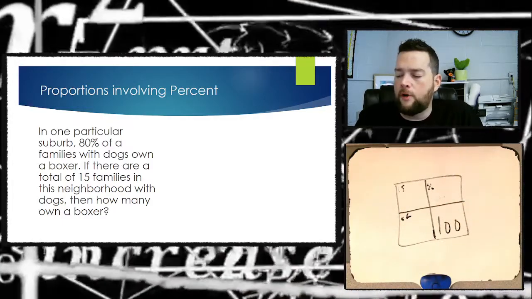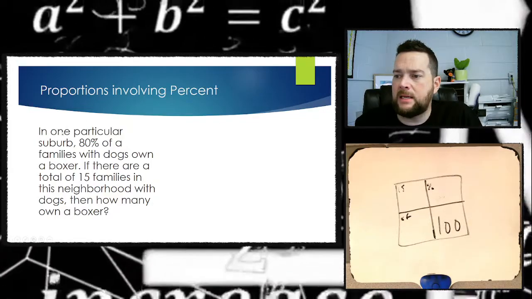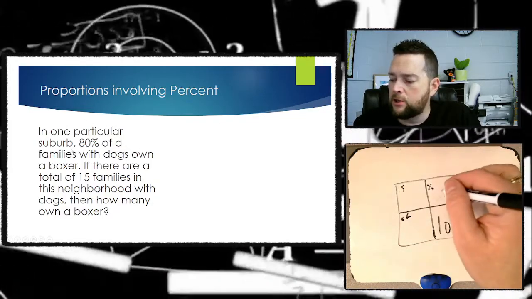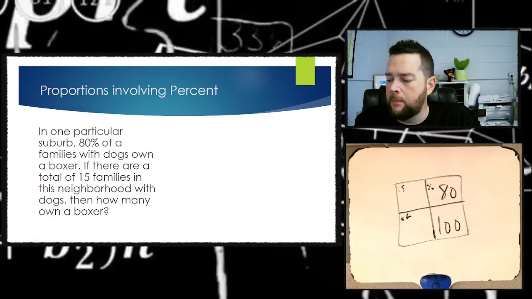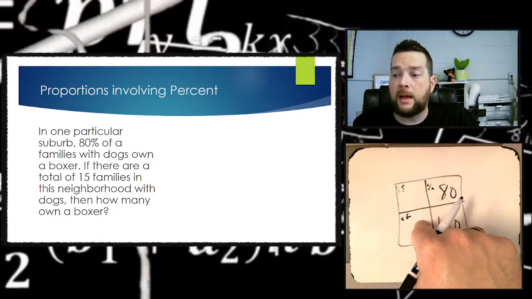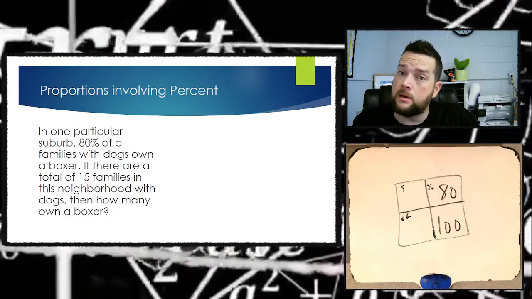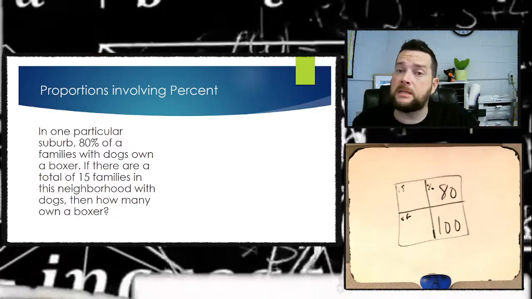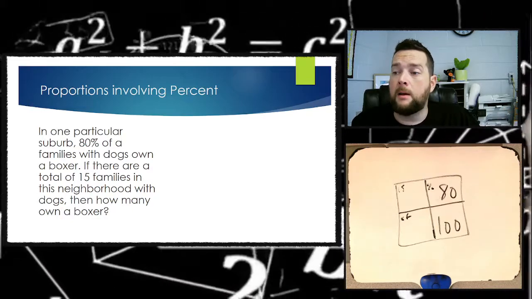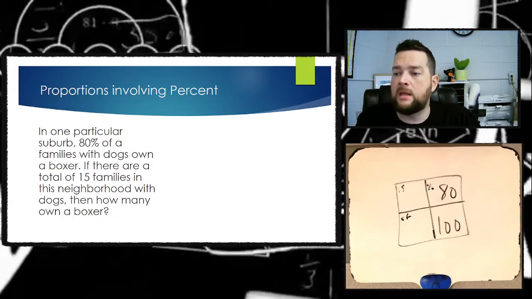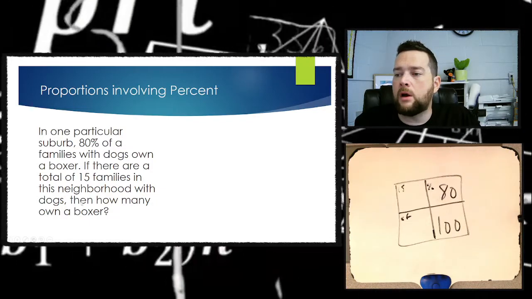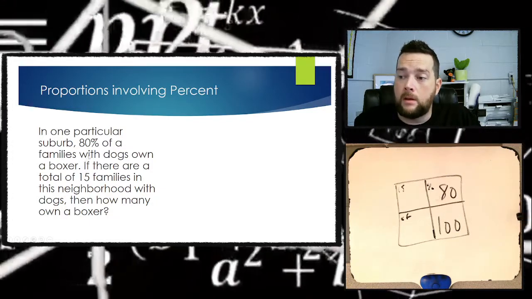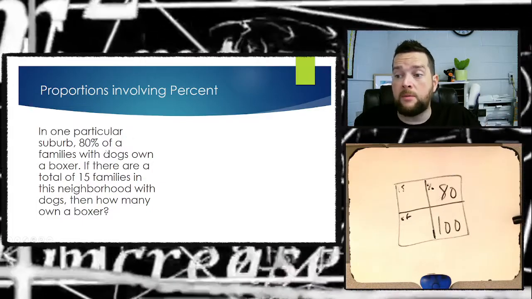Then I'm going to look for that percent sign in the problem. I see it. It's right there, that 80%. So that number is going to go right there, just like that. And then I'm going to look for an is or of in the problem. Like I said, sometimes it's there, sometimes it's not, and sometimes it's helpful, and sometimes it's not. But in this case, it is kind of helpful. We see the of in two places. We see of families with dogs. Of families, some of them own boxers.